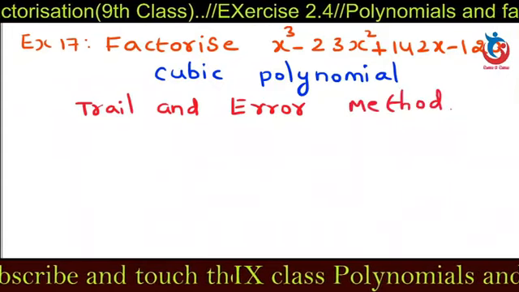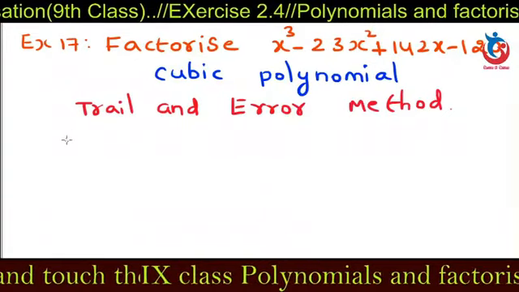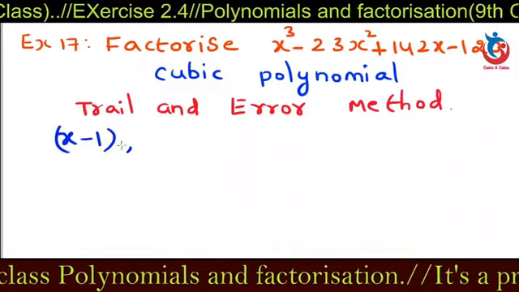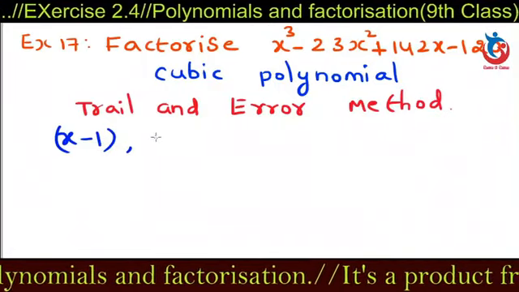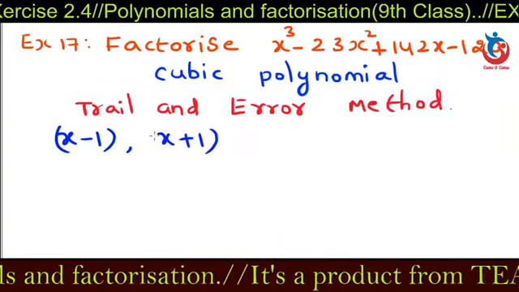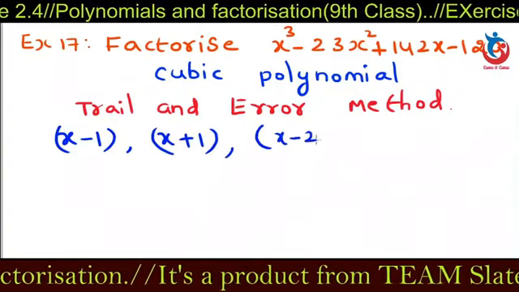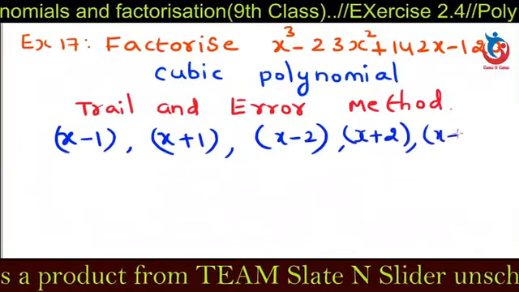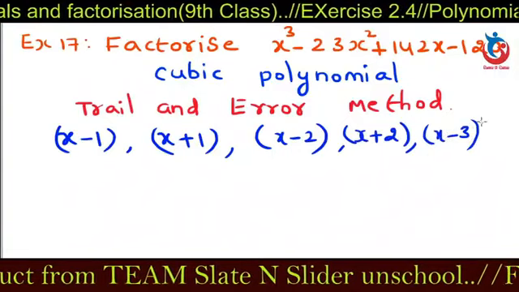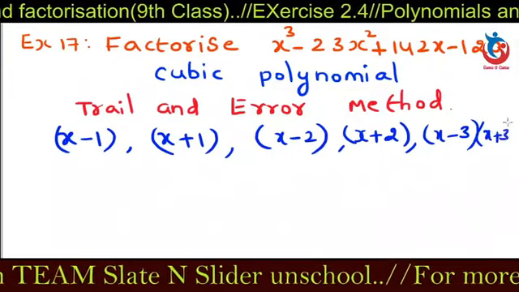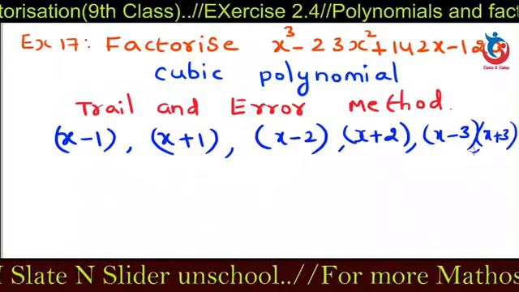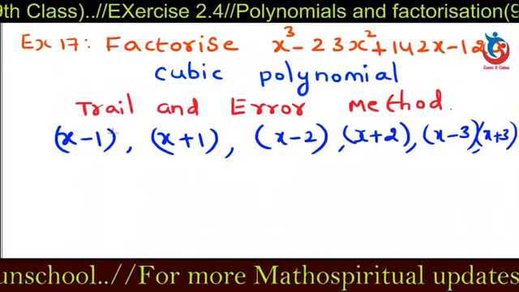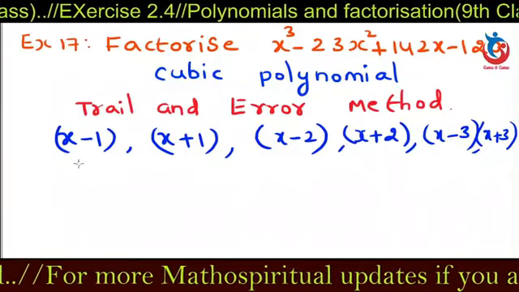So first of all, for this, what we have to do? We have to assume x minus 1 is a factor, and x plus 1 is a factor, and x minus 2 is a factor, and x plus 2 is a factor, and x minus 3 is a factor, and x plus 3 is a factor. Like that we have to assume. We have to take the trial and we have to check. If the remainder is 0, then it will be one of the factors, right?